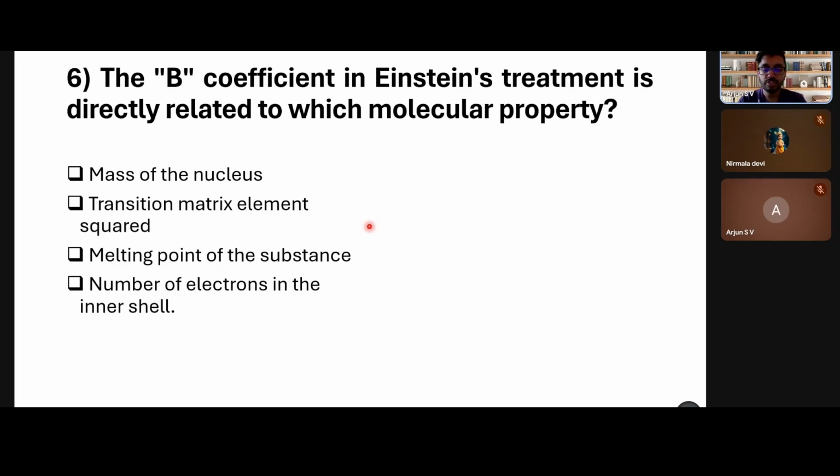So which one of the options will hold true? Once again, it's a direct theoretical question. I think we have only discussed one of the options here in detail in the lecture so far. So only that option will hold true. The answer is option B, which is your transition matrix element squared. I hope it's clear.